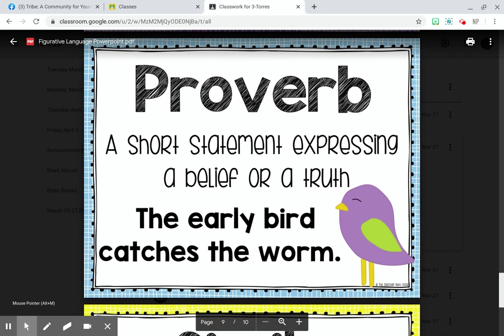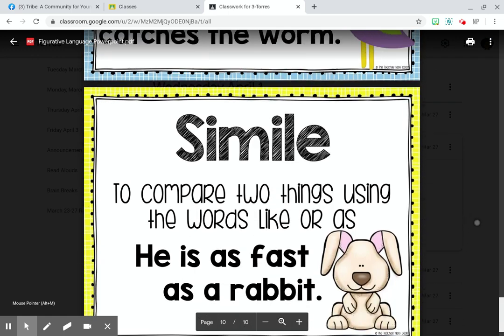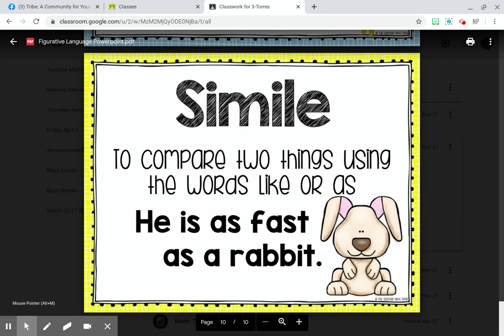A proverb is a short statement expressing a belief or a truth. The early bird catches the worm. And lastly, simile is when you're comparing two things using the words like or as. He is as fast as a rabbit.